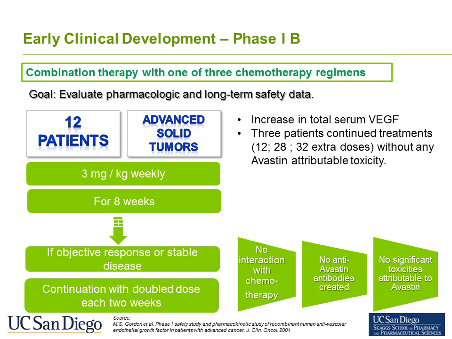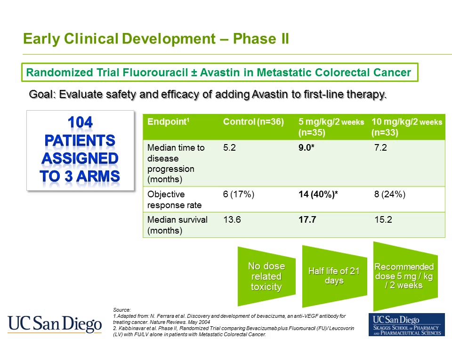The main points to take away from this phase 1B clinical study was that Bevacizumab showed no interaction with chemotherapy and could therefore safely be combined. No anti-Avastin or anti-Bevacizumab antibodies were created, so this means that the patient didn't show any unfavorable autoimmune effects, and no significant toxicities could be attributed to Avastin, furthermore improving the favorability of the use for patients.